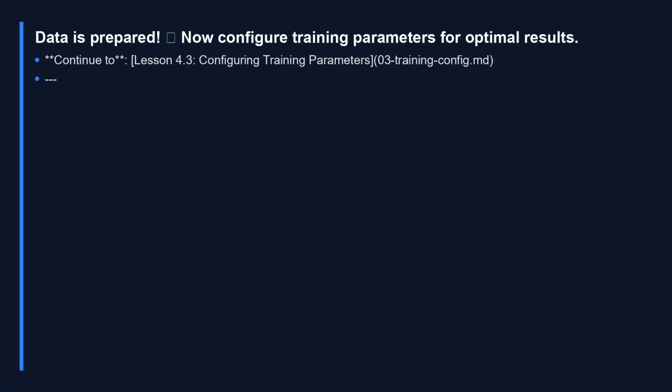What's next? Your data is prepared, validated, and saved. The next step is deciding how the model actually learns from it. Learning rates, warm-up schedules, LoRA rank, and the rest of the training configuration. That's lesson 4.3, configuring training parameters.